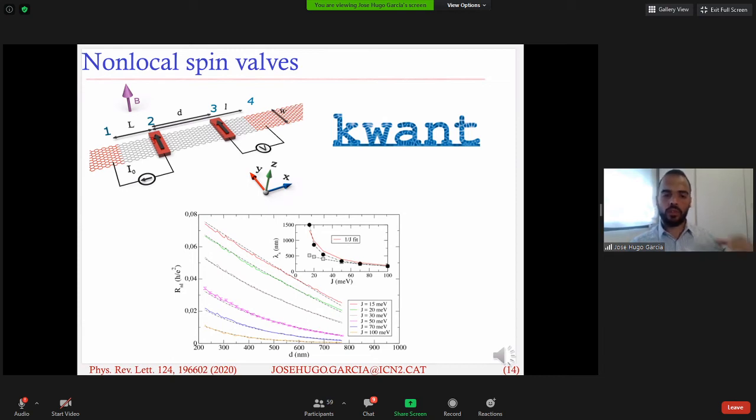To tell you more, for those who do not know what a non-local spin valve is, you pass a current from 2 to 1. The contact at 2 is a ferromagnetic contact, so you build a spin accumulation in your substrate. This spin accumulation diffuses as a spin current that you measure from 3 to 4, and by measuring the distance dependence, you can get the spin relaxation length.